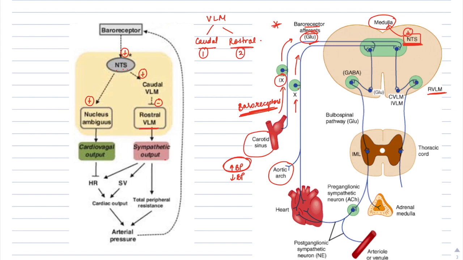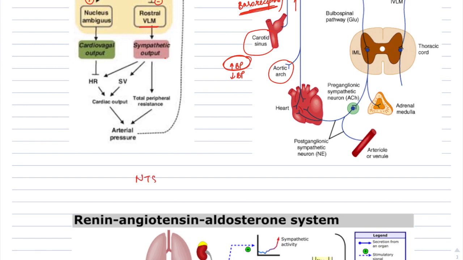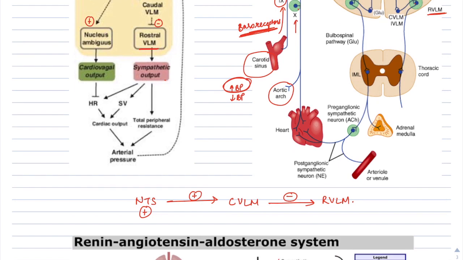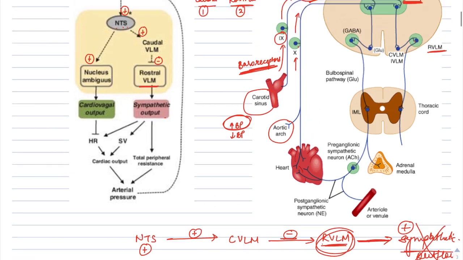When the nucleus tractus solitarius is activated, it will activate the caudal ventrolateral medulla. The caudal ventrolateral medulla will inhibit the rostroventrolateral medulla. Okay, this is the sequence. The rostroventrolateral medulla then affects the sympathetic system. Normally, the rostroventrolateral medulla will activate the sympathetic outflow, which will help in increasing the blood pressure. But when the rostroventrolateral medulla is inhibited, the sympathetic outflow is inhibited.